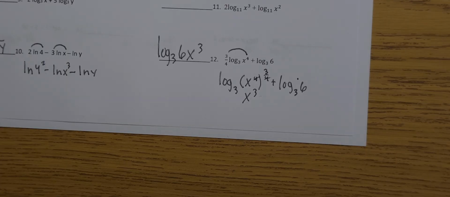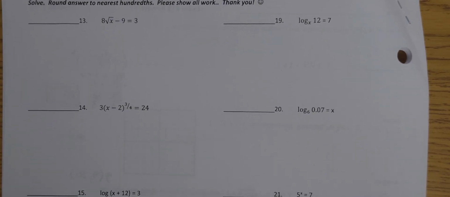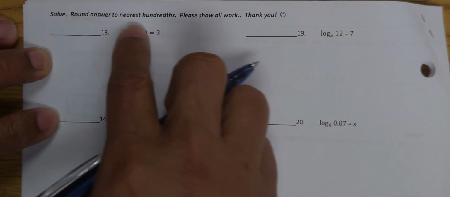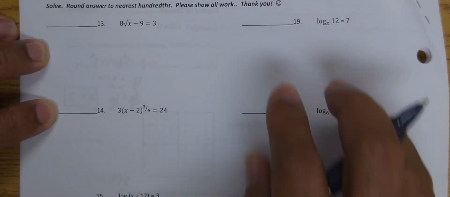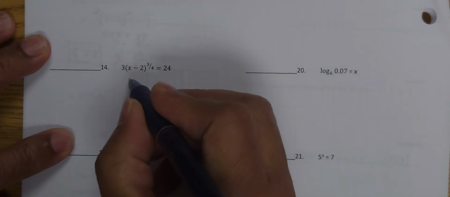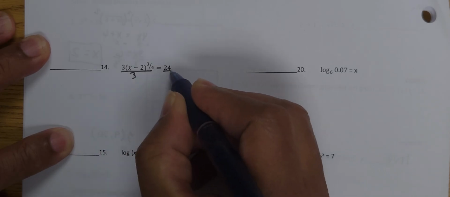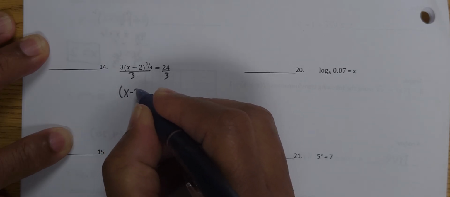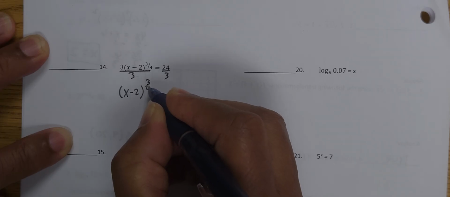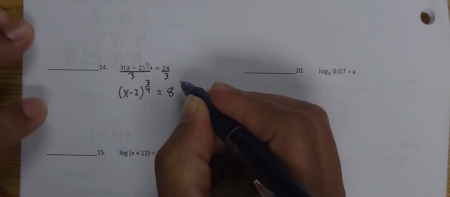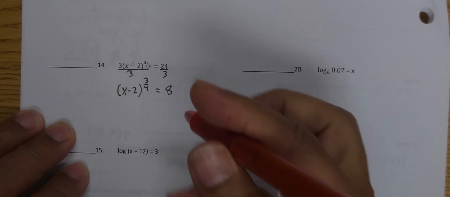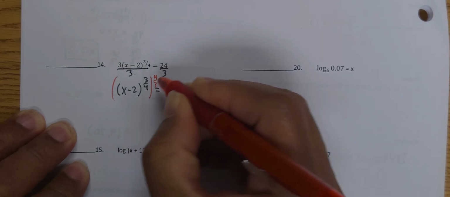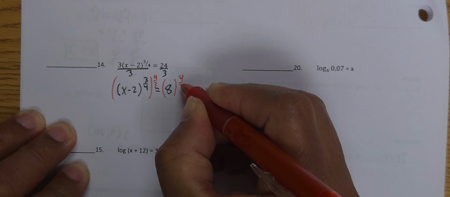Let's go on to the next page. On this page, let's go over number 14. Okay, so number 14, this is asking us to solve and round the answer to the nearest hundredth, and then we need to show work, just like we have been doing in class. So I'm going to divide by this 3 first, so I can get this by itself on one side of the equal sign. So then I have x minus 2 to the 3/4 power is equal to 8. Then what I am going to do here is I'm going to take the reciprocal power, okay? So then this is 4 over 3, and this is also 4 over 3.